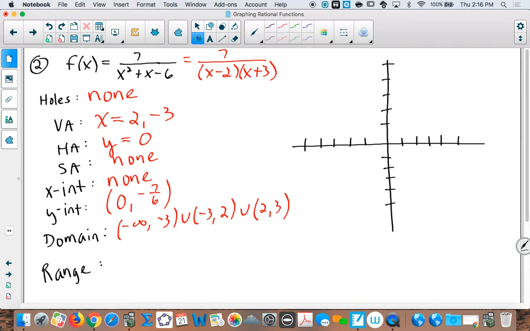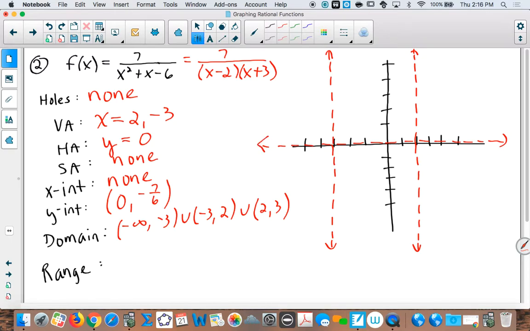All right, let's see what we got here. Vertical asymptote at x equals -3. Vertical asymptote at x equals 2. Horizontal asymptote at y equals 0. All right. So there's more happening in this graph than the other one.